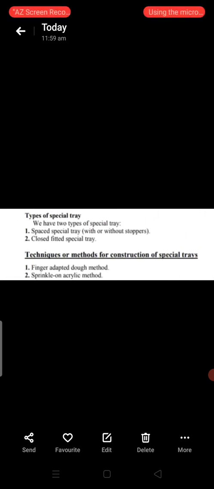There is a space between the primary cast and the tray. In the second, there is also a space between the tray and cast, but in the first there is a stopper. Look at the stopper between the tray and cast. In diagram B, there is no stopper. Now, these are the types of space special tray.